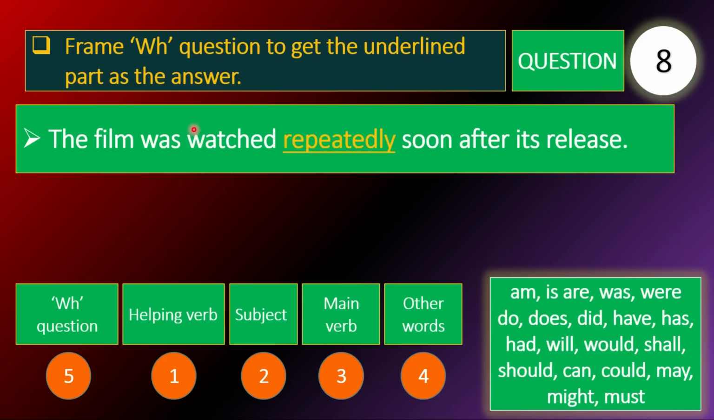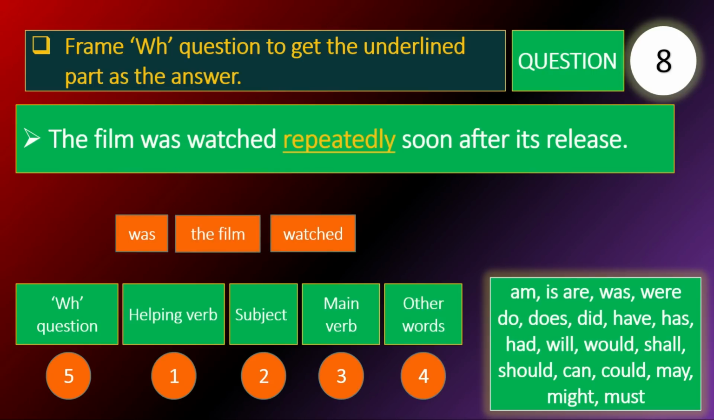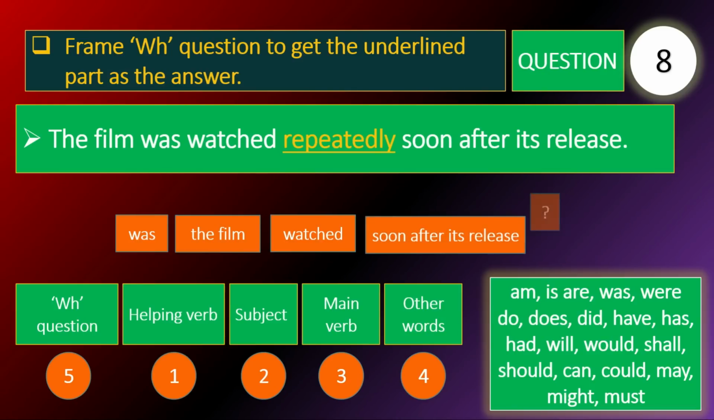We need helping verb, but we have the helping verb here because this is in passive form. You have the helping verb and the main verb. So you put helping verb was and then you put the subject in the middle and then watched. Was the film watched? Was the film watched soon after its release? This is yes or no question. Now you can put the WH word. How was the film watched soon after its release?